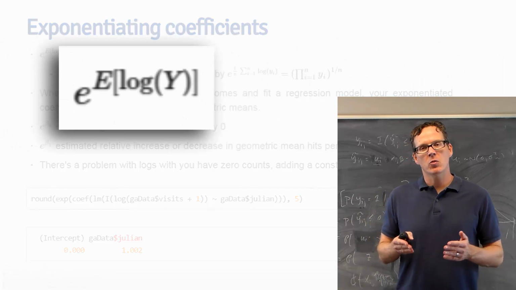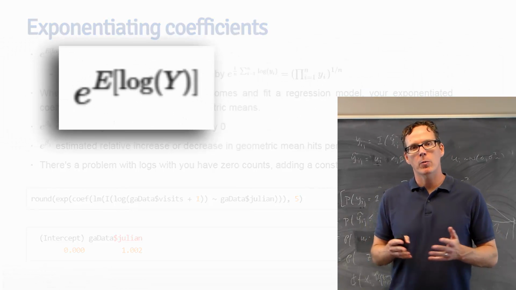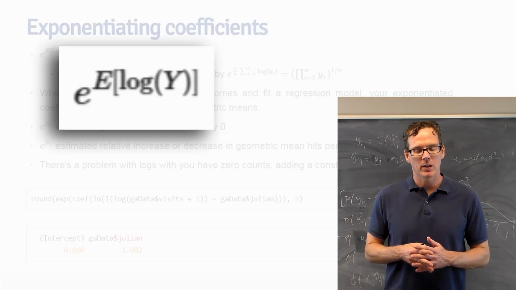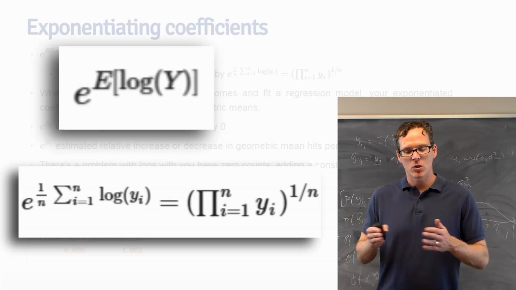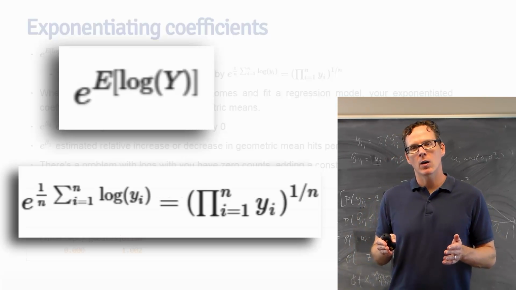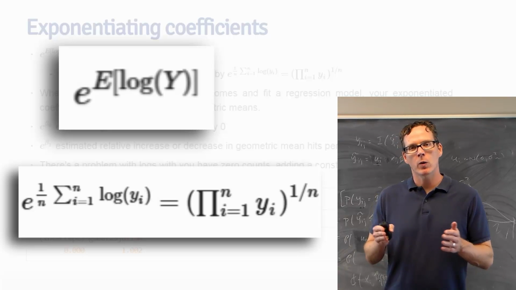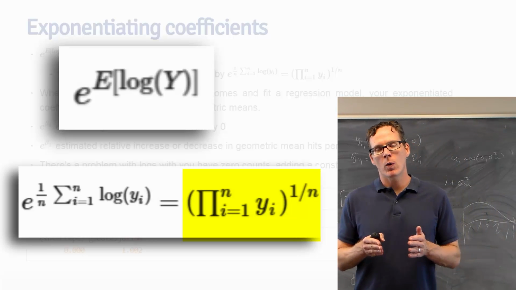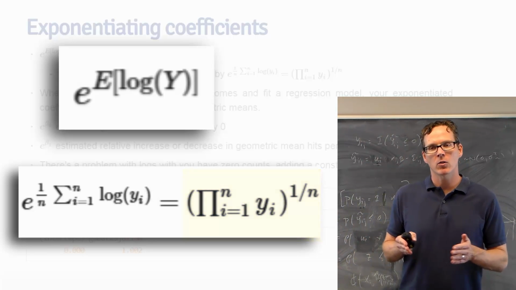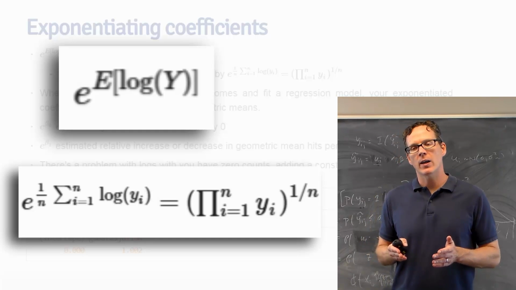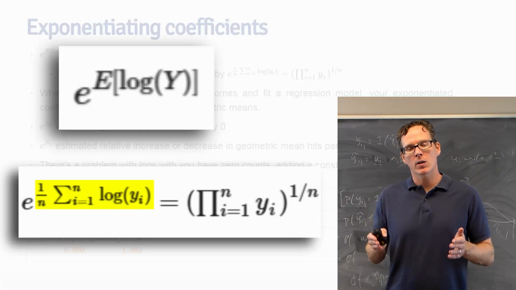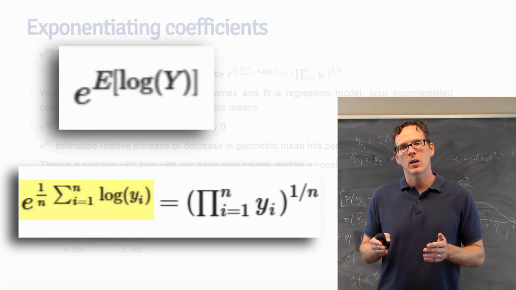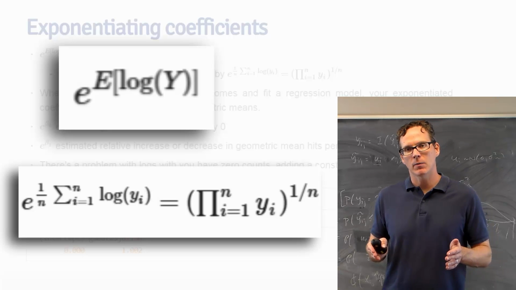The quantity e to the expected value of the log of a random variable is what I would call the population geometric mean. And the reason I would call it the population geometric mean is the empirical, or just geometric mean, is the product of a sample, product yi, raised to the 1 over n power. So the way to think about this product of yi to the 1 over n power, if we take a log of that, we get the arithmetic mean, the ordinary mean of the log data. So the geometric mean is just exponentiating the arithmetic mean of the log data.